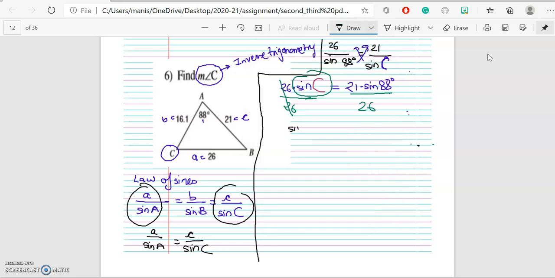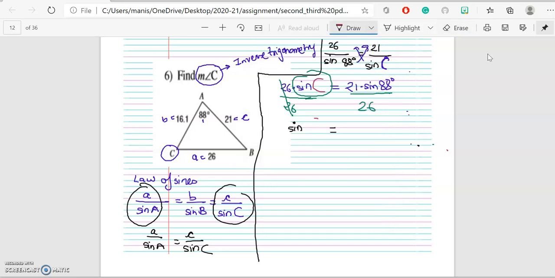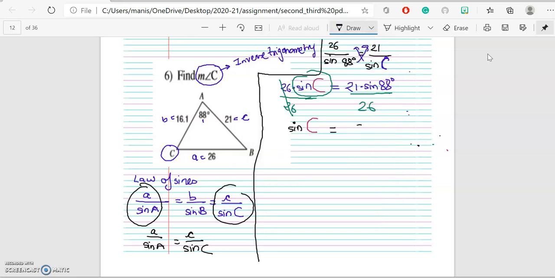Sine of C is equal to what? Now I will again erase my C because I want to make sure I am not forgetting what I have to find. Sine of C is equal to what? Same thing, 21 times sine of 88 divided by 26. Now you remember we have learned this earlier. If you want to find this angle C, you take the inverse of sine on both sides.